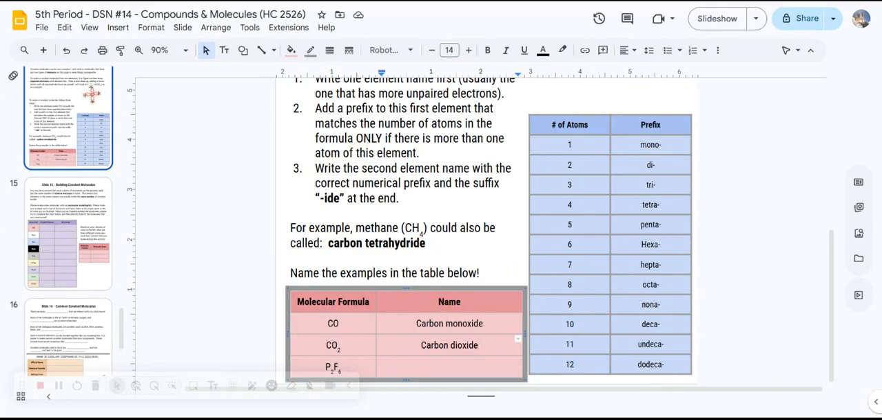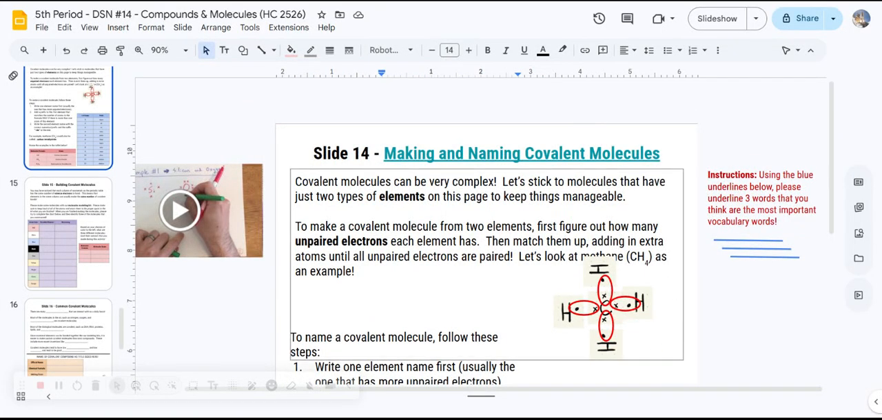Okay, hopefully you paused it, and now we can try this. So this time there's 2. So I do have to use the prefix even though it's the first one. So diphosphorus for the first part. And then the second part, there are 6 fluorines. Since there's 6 fluorines, I need to use hexa as my prefix. I need to say fluor for fluorine, but I need to add the ide to the end because it's the second element. So diphosphorus hexafluoride.